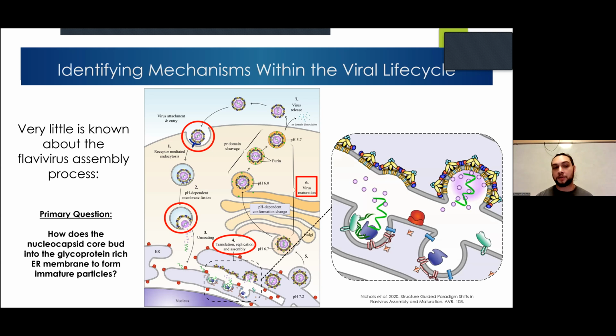So the primary question I'm seeking to answer is, how does the nucleocapsid core bud, or kind of push into the protein-rich membrane of the endoplasmic reticulum, to form immature particles? How does this process happen, right? So what we can see here in this little diagram, I don't know if you can see my cursor, is a bunch of little capsid proteins and envelope proteins all kind of coalescing inside of the cytosol between the endoplasmic reticulum membrane and slowly pushing in to form these immature particles. But how does this process take place? What interactions are occurring? We're not quite sure.